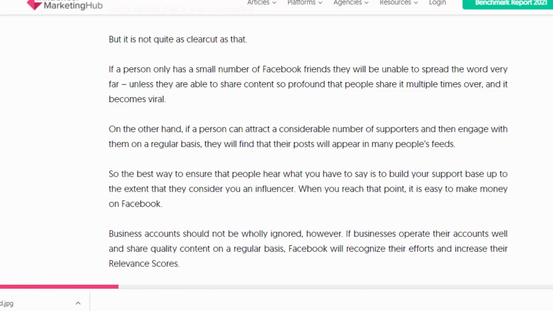Business accounts should not be wholly ignored. However, if businesses operate their accounts well and share quality content on a regular basis, Facebook will recognize that effort and increase their relevance score.